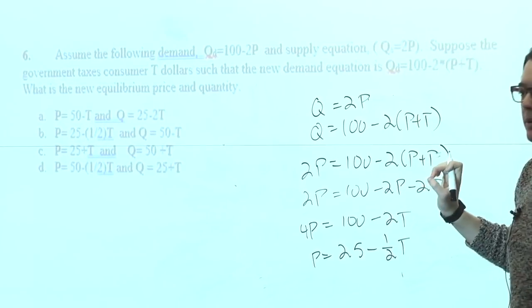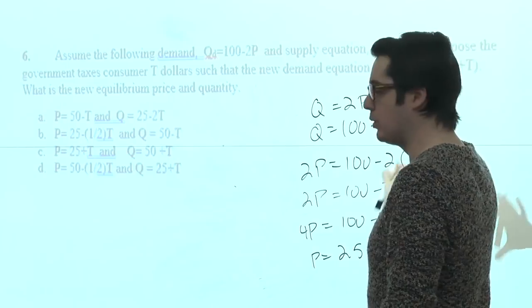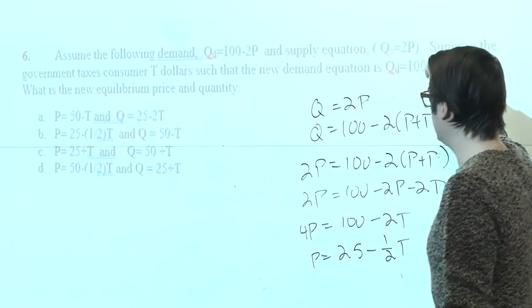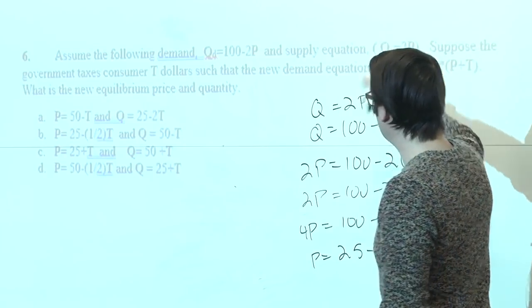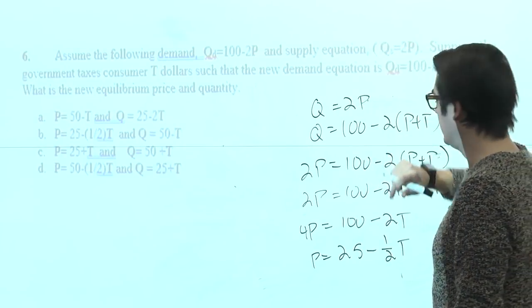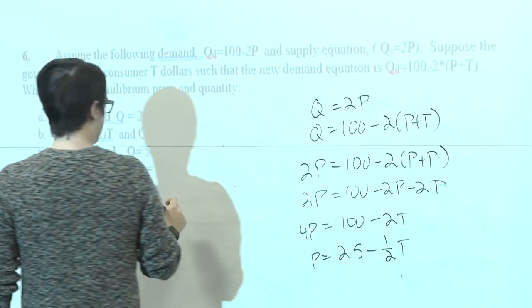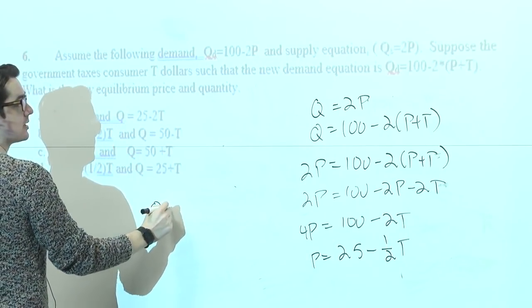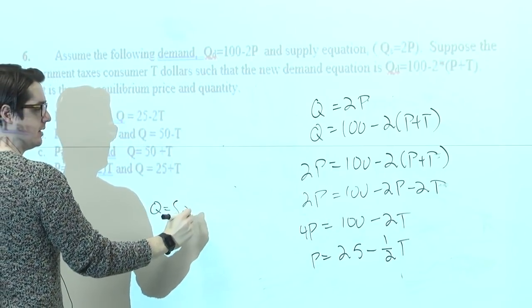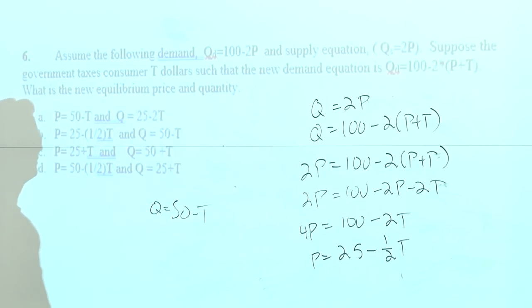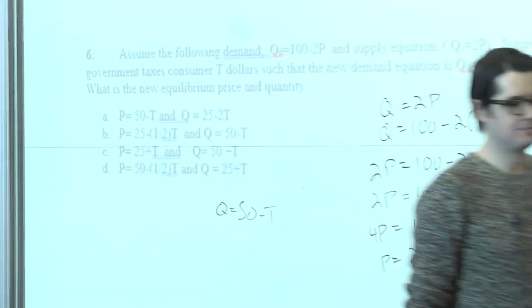Okay, now to get our equilibrium quantity, we're just going to take our equilibrium price and plug it into either one of these equations that we'd like. Easier one is probably just plugging it into the supply curve here. Okay, so we get Q equals 2 times P. So we get 50 minus T. Okay, so what's our answer? B.